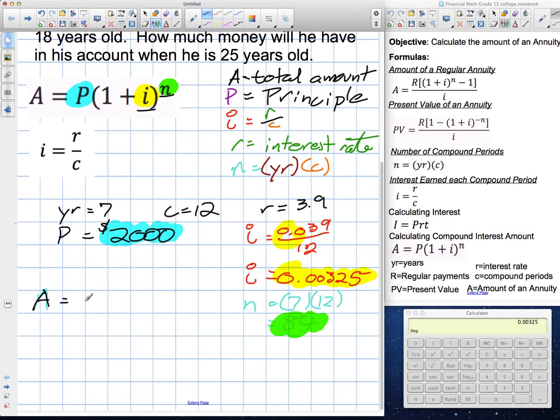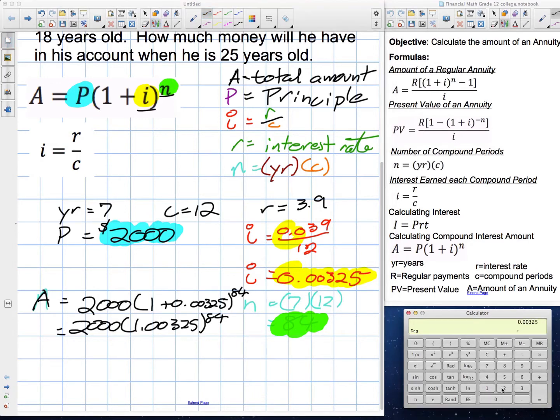So our amount is equal to 2,000 times 1 plus 0.00325 to the power of 84. First of all, we deal with brackets first in BEDMAS. We'll get 1.00325, and it's compounded 84 times. So we take this number here, plus 1, to the power of 84.